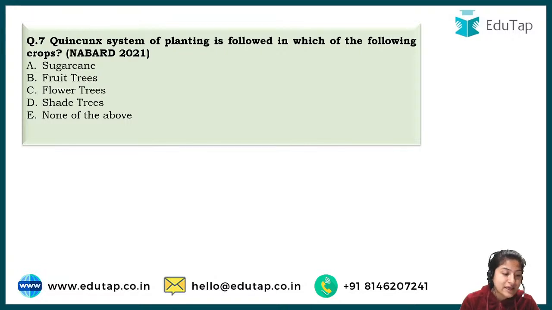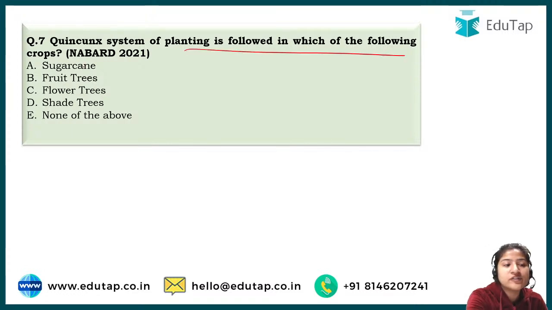Question number 7. Dilip also said the right answer of the previous one. The next one is: Quinkang's system of planting is followed in which of the following crops? This is a NABARD 2021 question, and a similar question was asked in AFO as well. We'll look at it when we reach that question. You have to tell fast which of the following is correct. The correct answer is option number B, that is fruit trees.